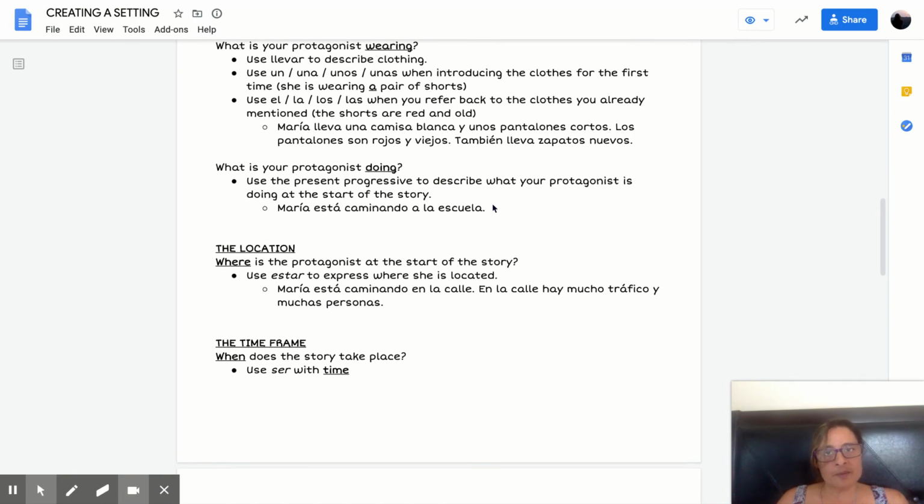You're going to talk about what your protagonist is in the middle of doing. And this is going to be our present progressive. She is walking. Está caminando. She is eating. Está comiendo. She is talking to a friend. Está hablando. It's the action that she's in the middle of doing during the start of the story.